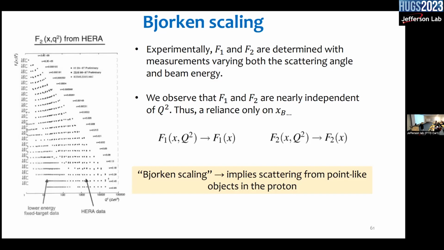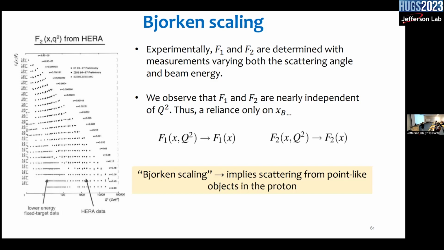And we can observe that these are nearly independent of Q squared, right? Certain assumptions, okay? It breaks down in certain places. So then you can rewrite F1 as F1 of X and F2 of X. So these are a series of very famous data from HERA where you have the F2 structure function, because they're actually related to each other.